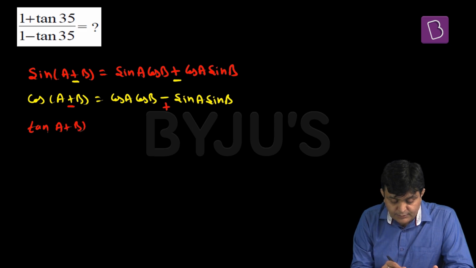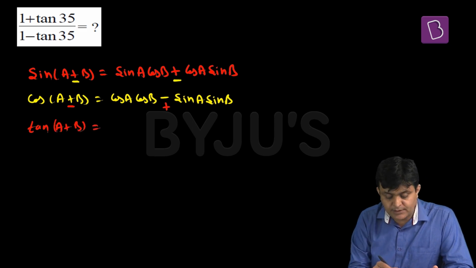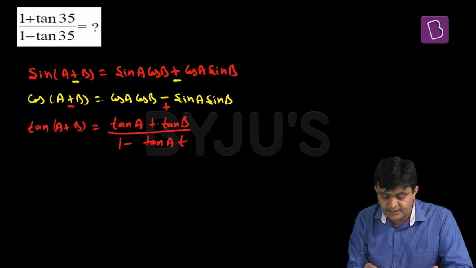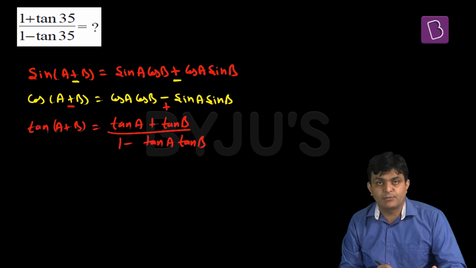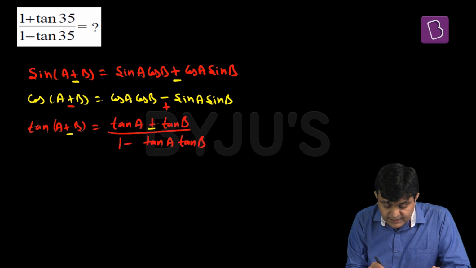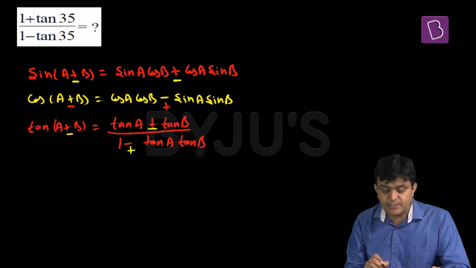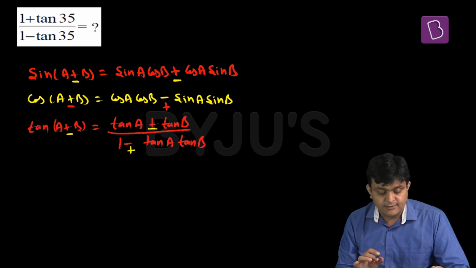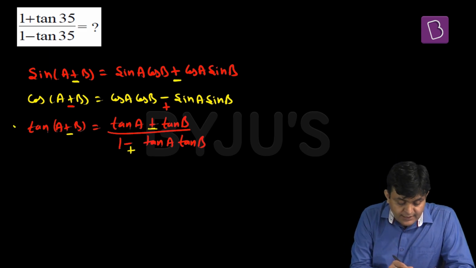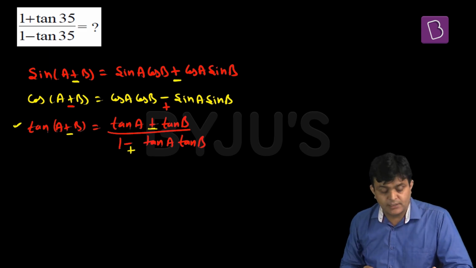Now tan A plus B, this is tan A plus tan B divided by 1 minus tan A into tan B. If it is tan A minus B, then it is tan A minus tan B and 1 plus tan A tan B बन जाएगा. So there are 3 plus 3 यानी 6 formulas हुआ. Now for tan we are doing some special things.